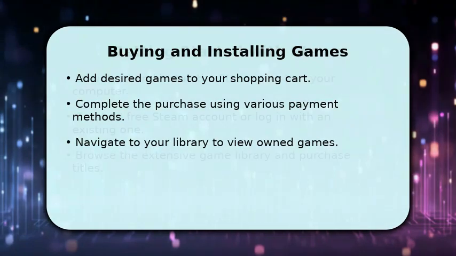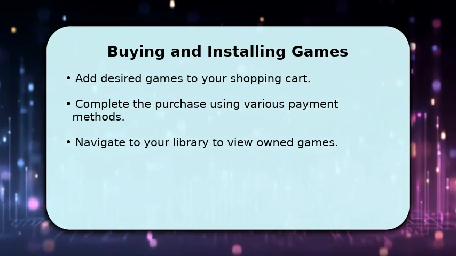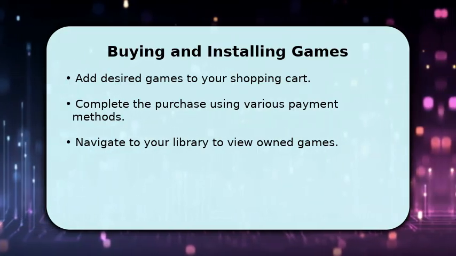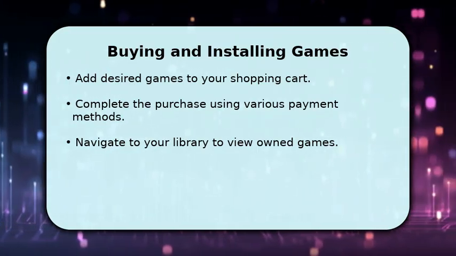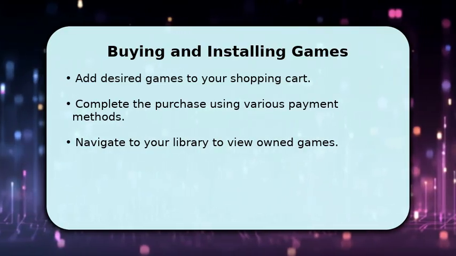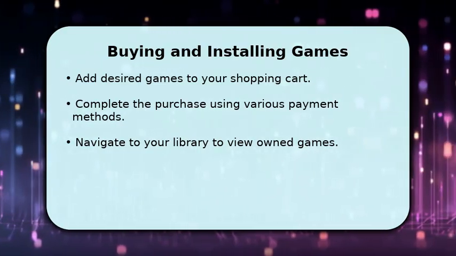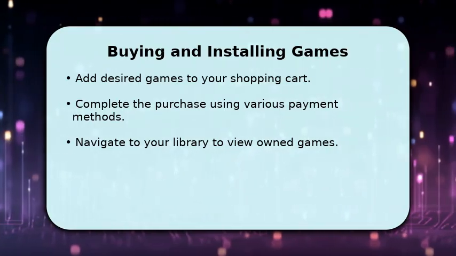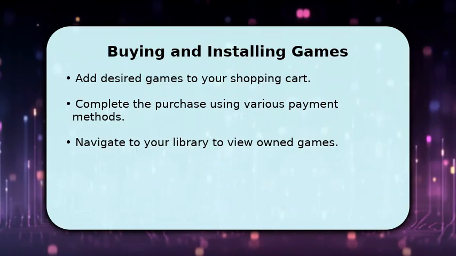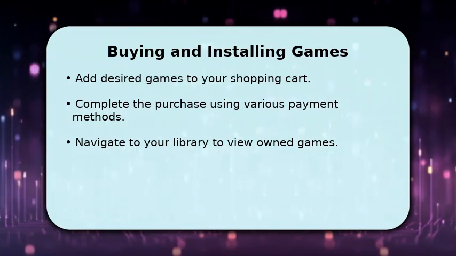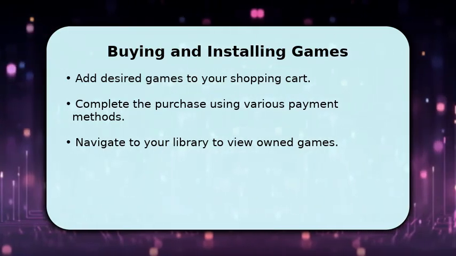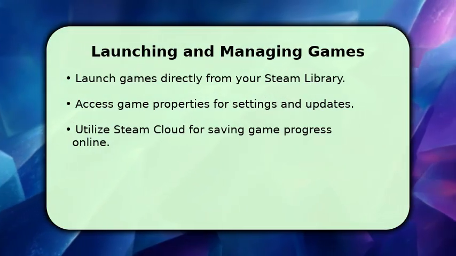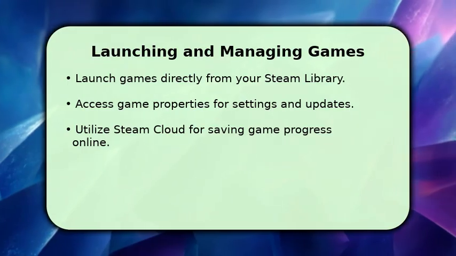After finding a game you want, add it to your shopping cart. Steam offers many secure payment options, making purchases straightforward. Once your purchase is complete, the game will appear in your Steam library. From there, simply click the Install button. You can select where on your computer you'd like the game files to be stored, typically requiring several gigabytes of free space. To start playing, just click on the game in your library and hit play.